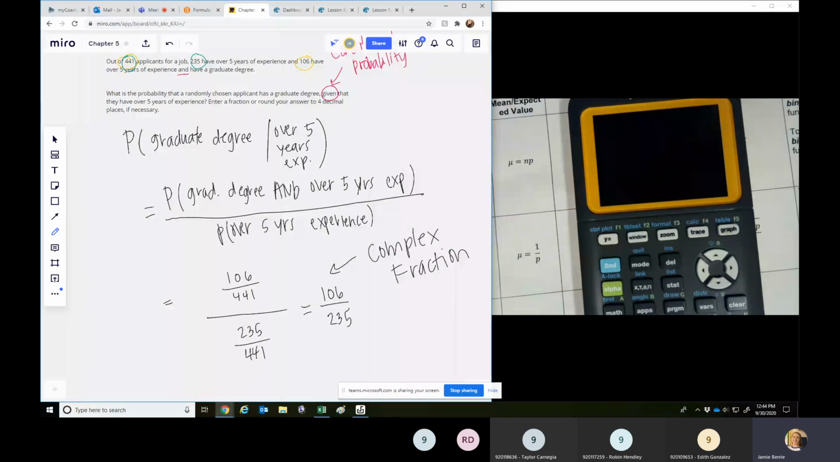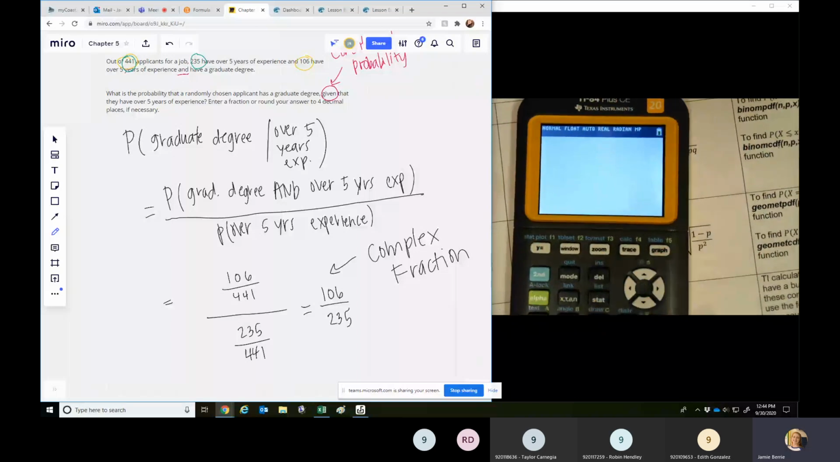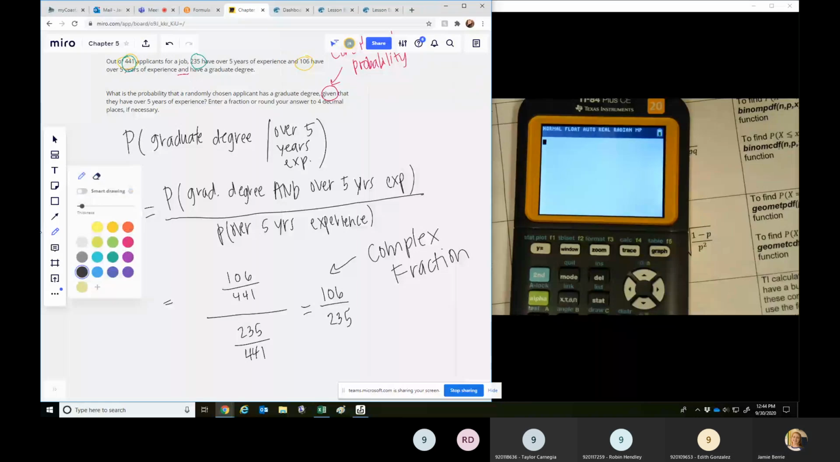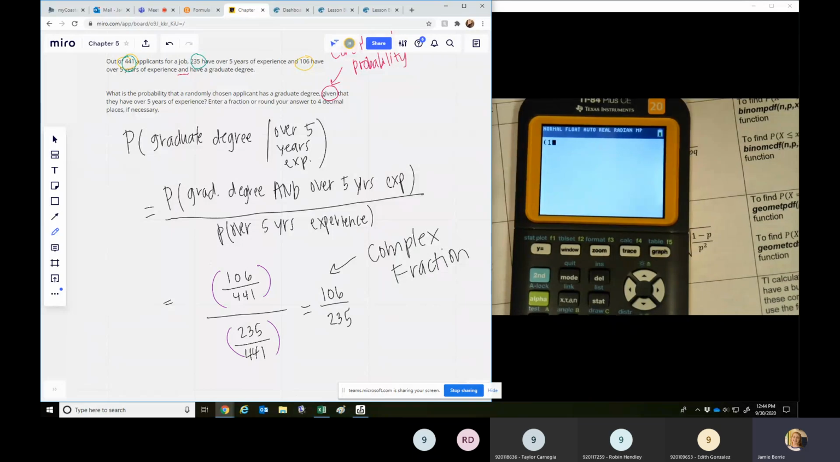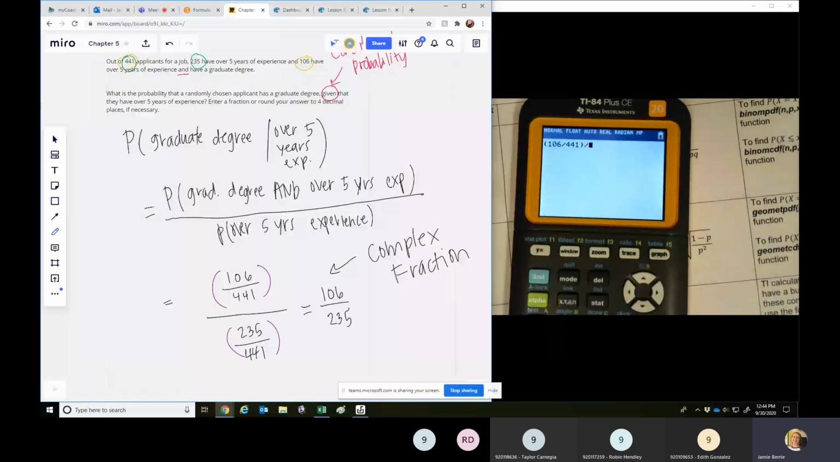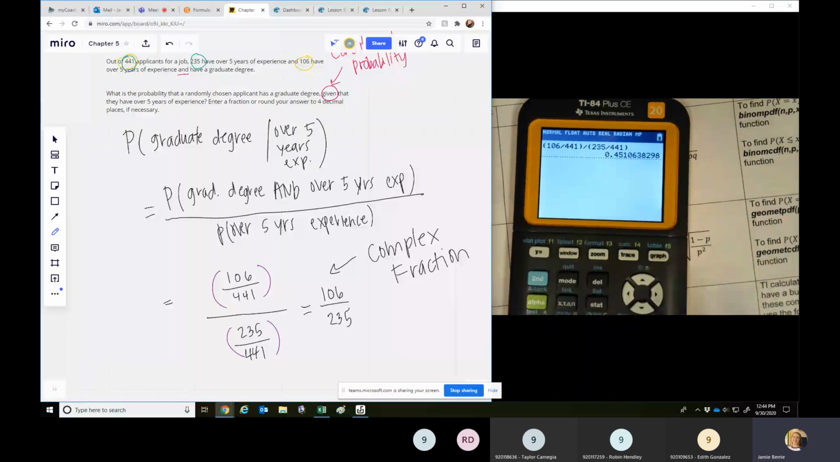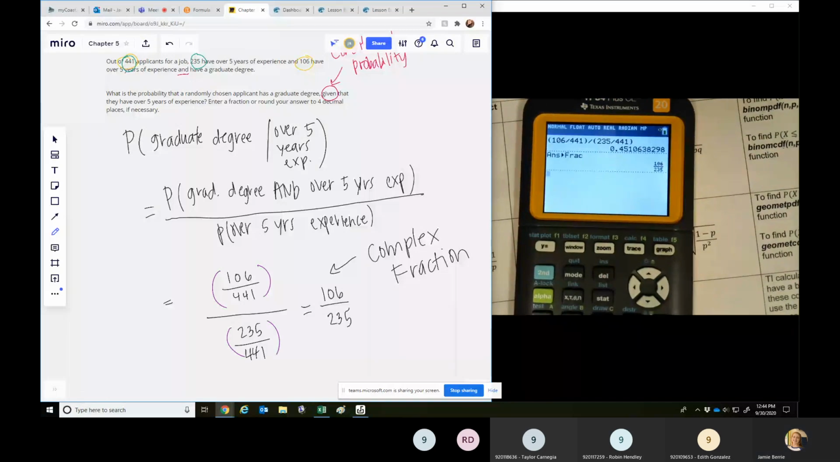But if you don't remember that, that's totally fine. We can do this in our calculator. You just want to put parentheses around the top fraction, and then parentheses around the bottom fraction. So 106 over 441 divided by 235 over 441. If we make that into a fraction, it's 106 over 235.